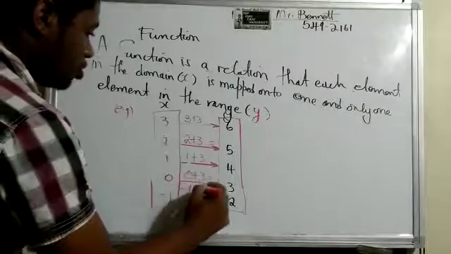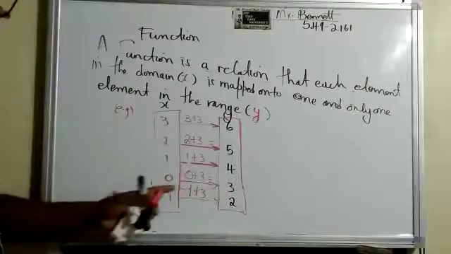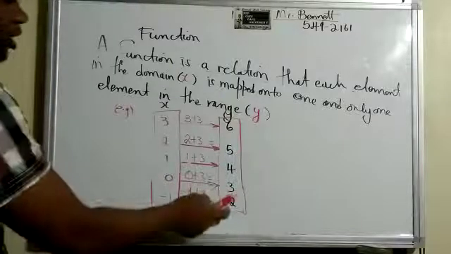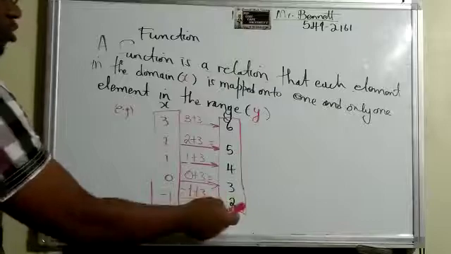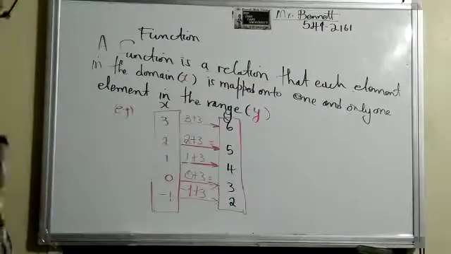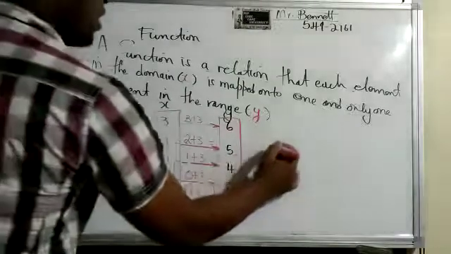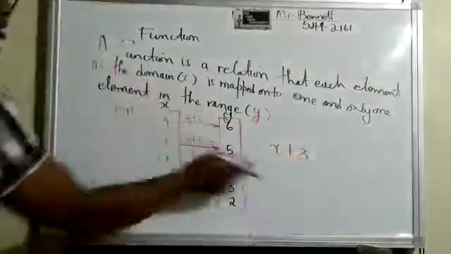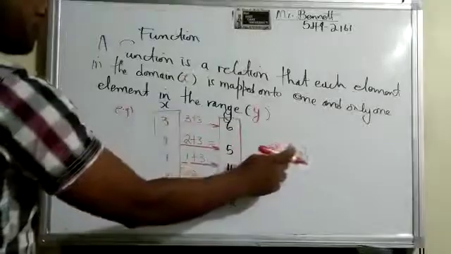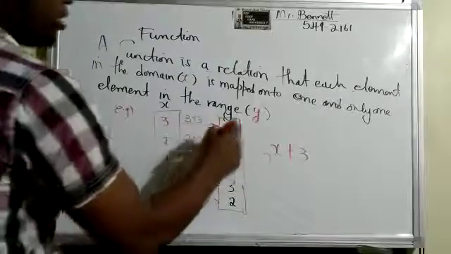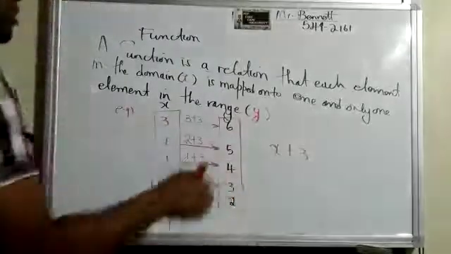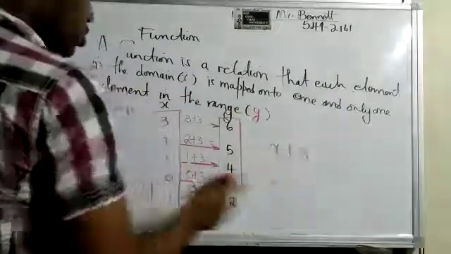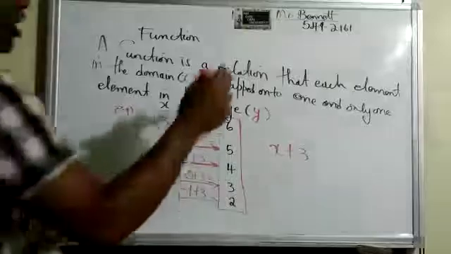Negative 1 plus 3. Because this is a negative and this is a positive, we're going to subtract and keep the sign of the bigger one. So the difference is 2. So we can say this function is defined as x plus 3, because remember, x is given in the domain, and we normally have to calculate the range. For this particular one, the equation is defined as x plus 3. So whatever x is, we're going to add 3.